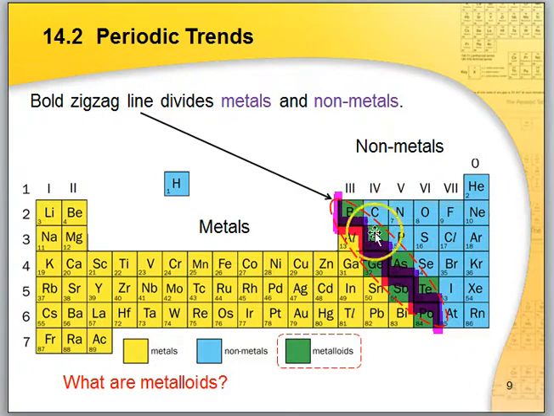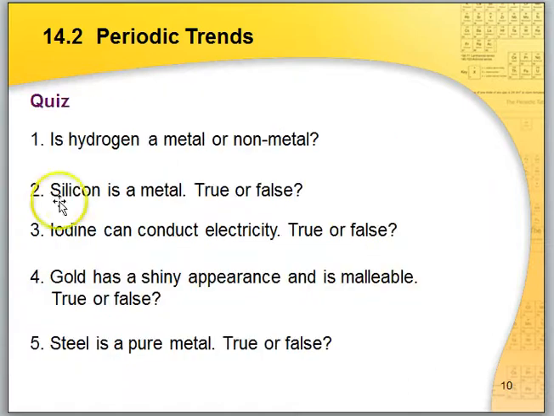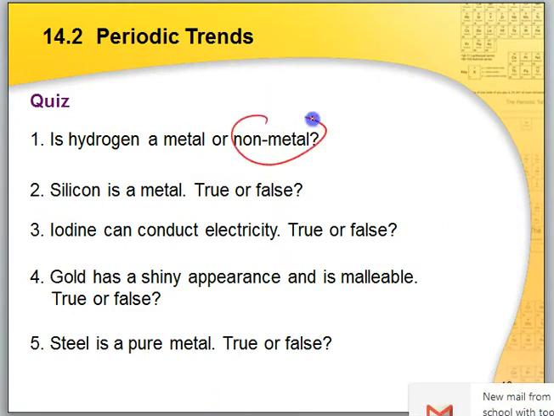However, we also don't need to worry too much, as we won't be looking at it too much also. Now, let's try some quiz. Is hydrogen a metal or a non-metal? What is your answer? The answer is hydrogen is a non-metal.